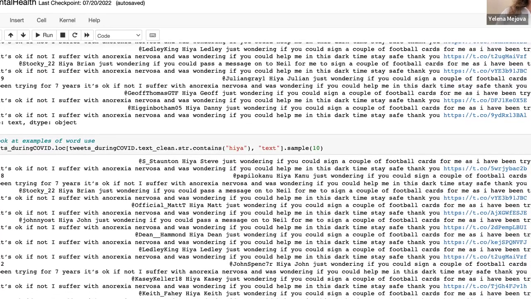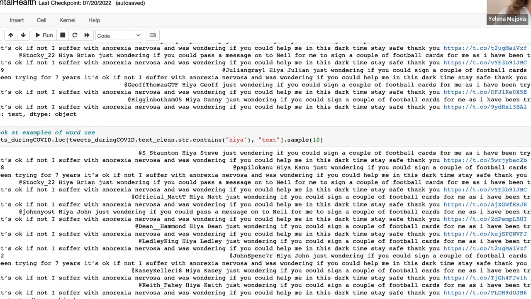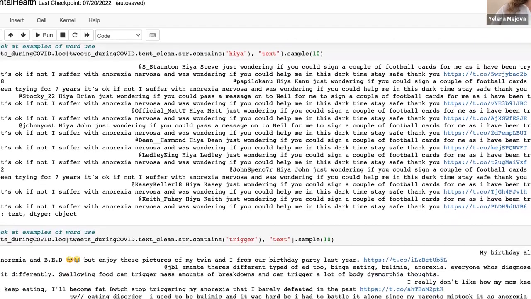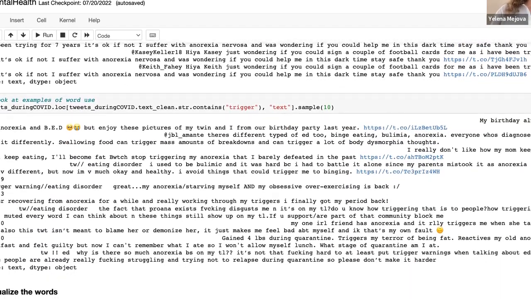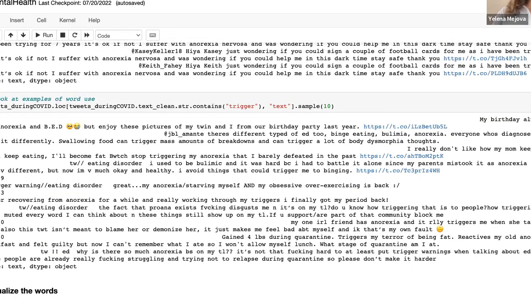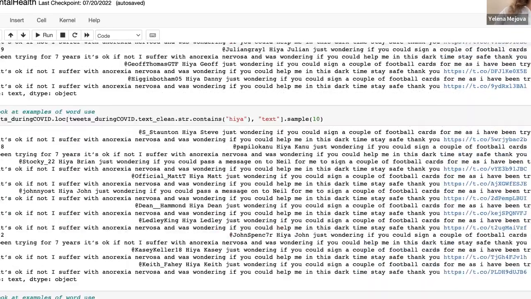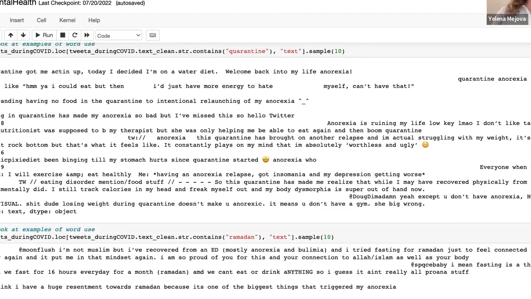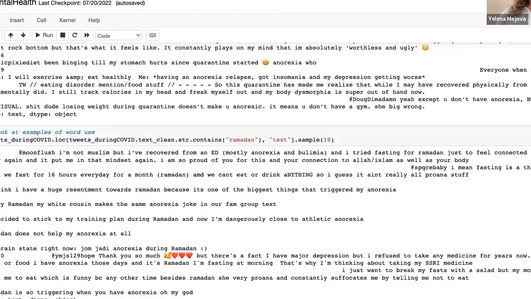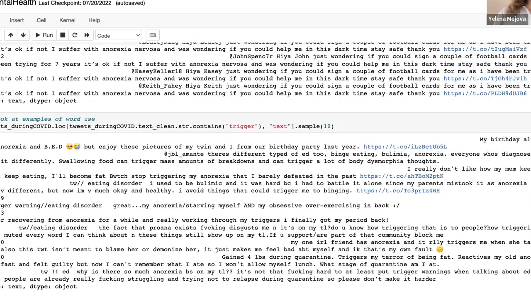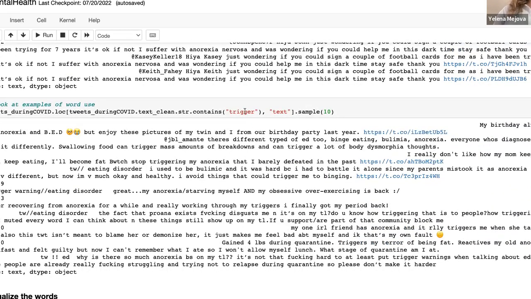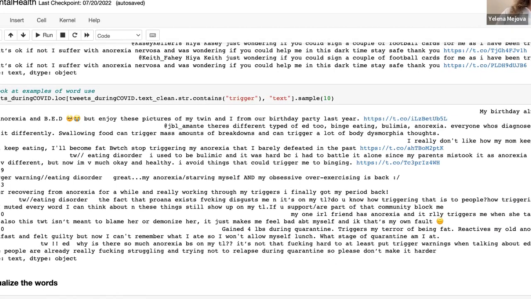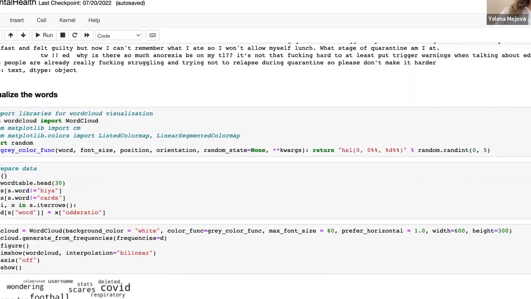And here's another example of this spammy behavior. So for example, we might want to look not just at, so we found some sort of behavior here that we want to understand. It could be quarantine, it could be Ramadan. But for example, we want to understand what triggers people. So people actually say, oh, this was such a trigger. So say we have a subtopic that we want to examine.